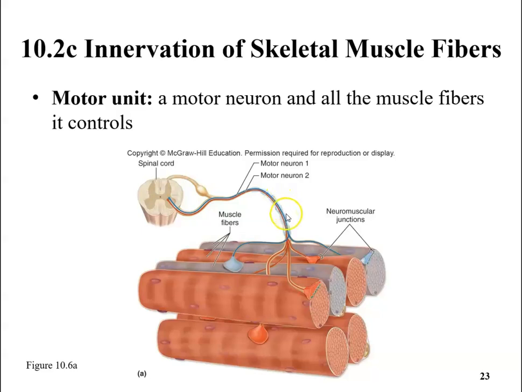So here is motor neuron 1, the blue one, and you can see it attaches to, or it communicates with these muscle cells in blue. So that's one motor unit. The next motor unit is going to be motor neuron 2, which is the red one, and all of the muscle cells that are supplied by motor neuron 2 are going to be in motor unit number 2.